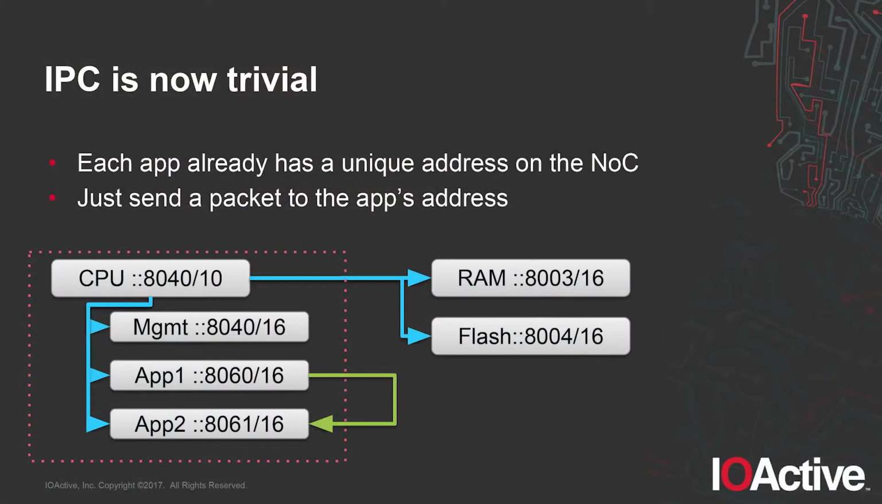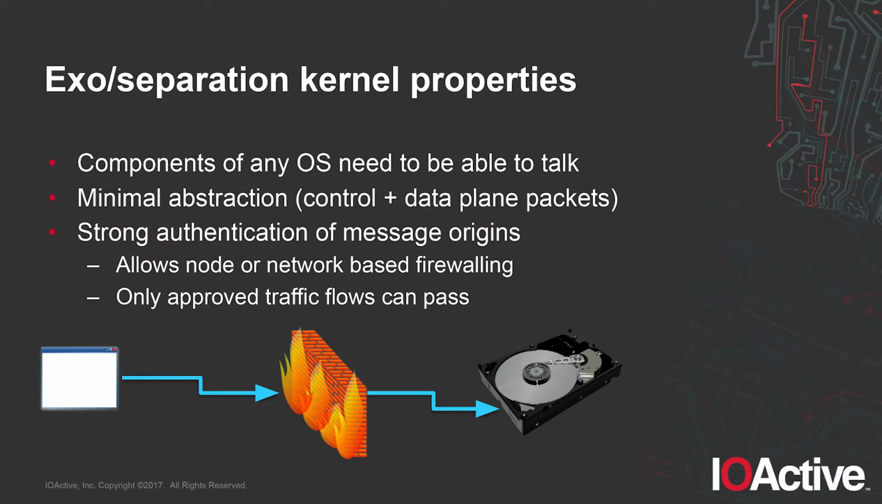So in our example here, we have application 1 sending a message out to application 2. It just goes out onto the network and then back into the same CPU. So this provides the same properties you would expect from an exokernel or a separation kernel. Obviously, there's a requirement for components of the OS to be able to talk to each other. There's minimal abstraction. It's just black box datagrams, and what goes on in those packets is up to the applications. And we also have, as in a separation kernel, strong authentication of the origins of a message, and we can grant or deny access to a specific resource based on the origin of the message. This allows us to function like a separation kernel and provide strong protection so that one application or service is not able to talk to another.